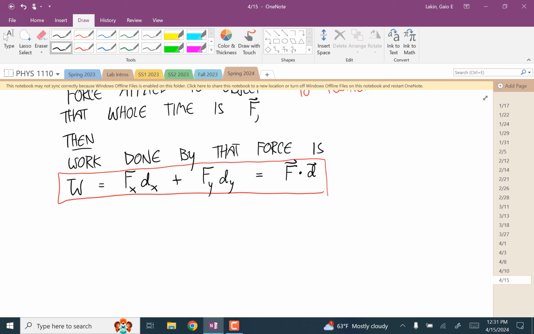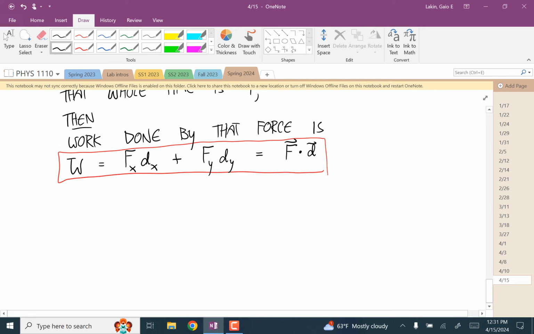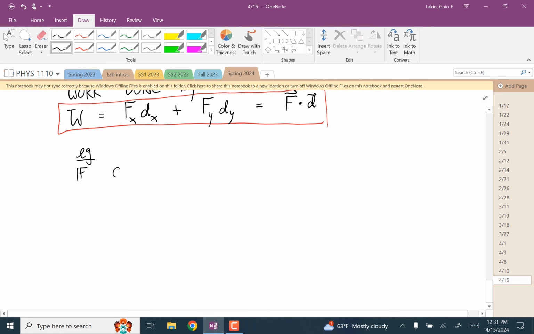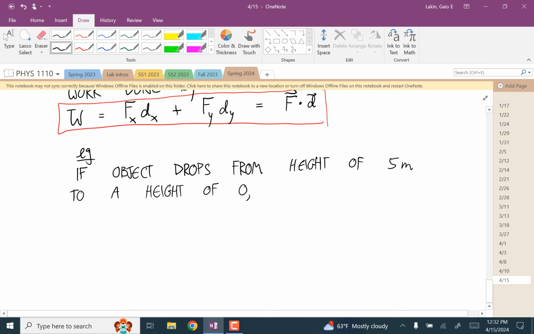And so let's do a quick example. If an object drops from a height of 5 meters to a height of 0, what's the work done during that time by gravity?